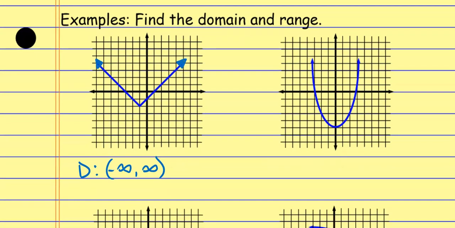The range then, well, the function doesn't use all the y values. Again, think one-dimensionally. If I just look up and down, all right, well, the function doesn't use all the y values. Yeah, it goes up forever. I can see that from the arrows, but it doesn't go down forever. The lowest it goes is -2.